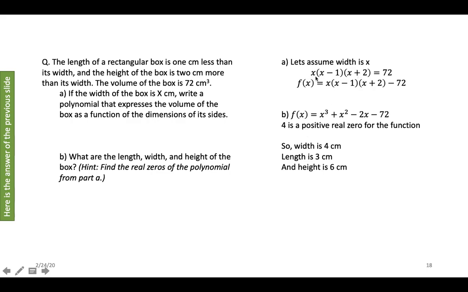That means 4 is the value of x, which is the width. So the width is 4 centimeters, and the length will be 1 centimeter less, as they said in the question, so 3 centimeters will be the length, and the height is 2 centimeters more than the width, so it will be 6 centimeters. This is how we get the solution of this question also.